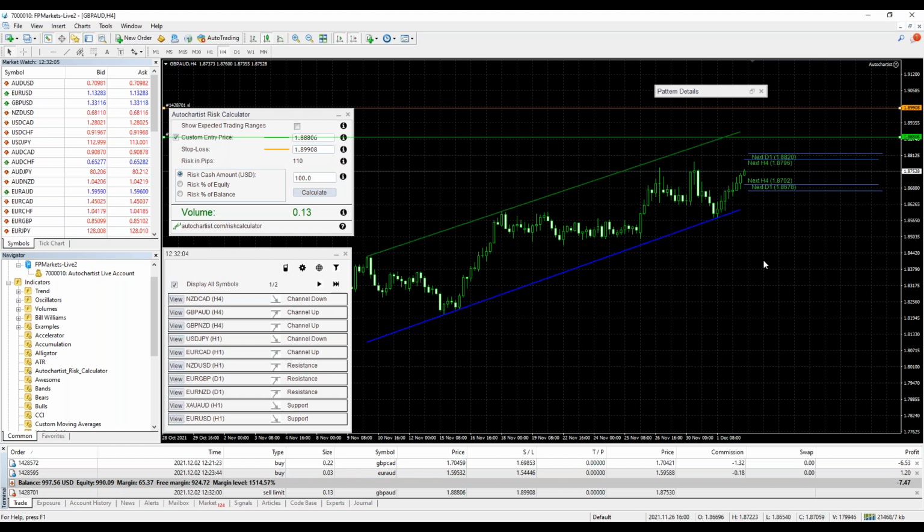So if the price, let me draw that for you again. If the price hits this level, then we're trading short with a stop loss at the orange line, right? Okay, I hope that's clear for everyone.